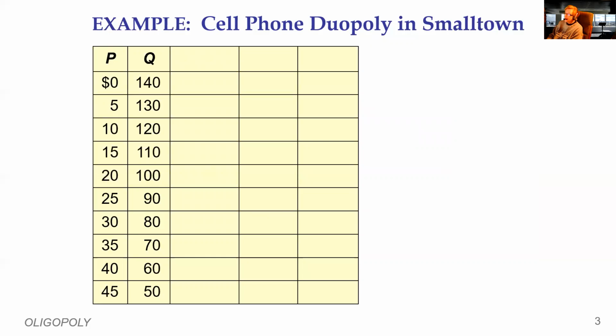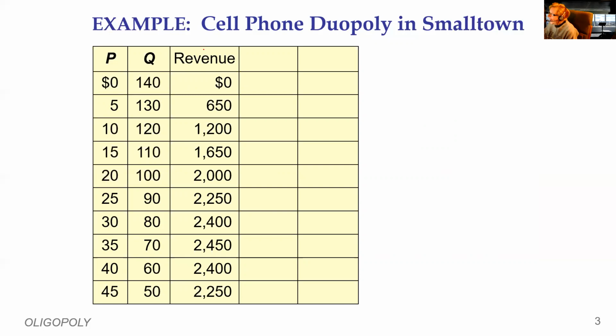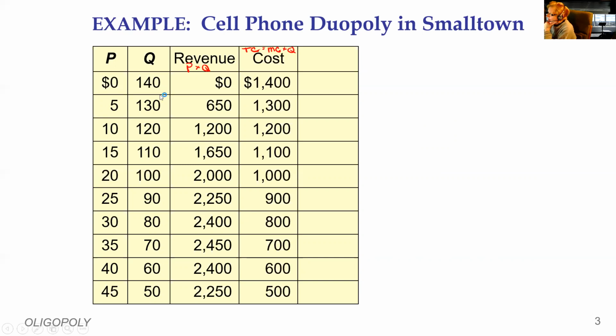Okay, let's get some additional information about this small town cell phone service. We can look at revenues, and remember, revenue is just our price times our quantity. So 0 times 140 gave us the 0. 5 times 130 gave us the 650. We then can take a look at our costs. And remember, these are going to be our total costs because it's marginal cost times quantity. And here we have our costs.